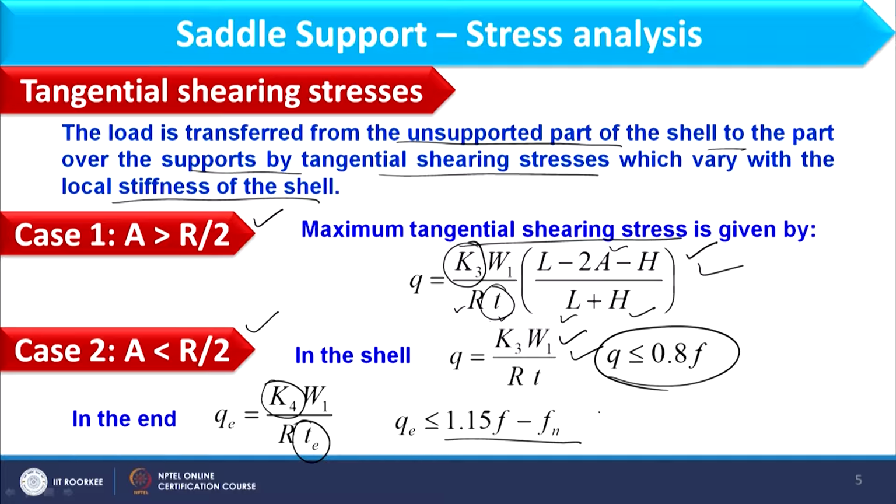F minus Fn, where Fn is denoted by PDOC by 2T. And this C is basically the shape factor. If you remember, we discussed the shape factor in the design of heads. For different types of head we have different methods to compute this shape factor, so it will be computed based on the procedure we have already discussed. In this way we will calculate tangential shearing stresses in the shell as well as in the head.